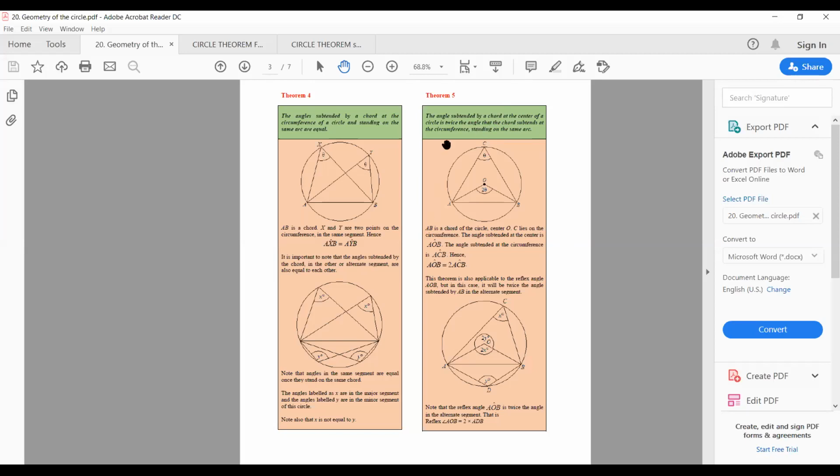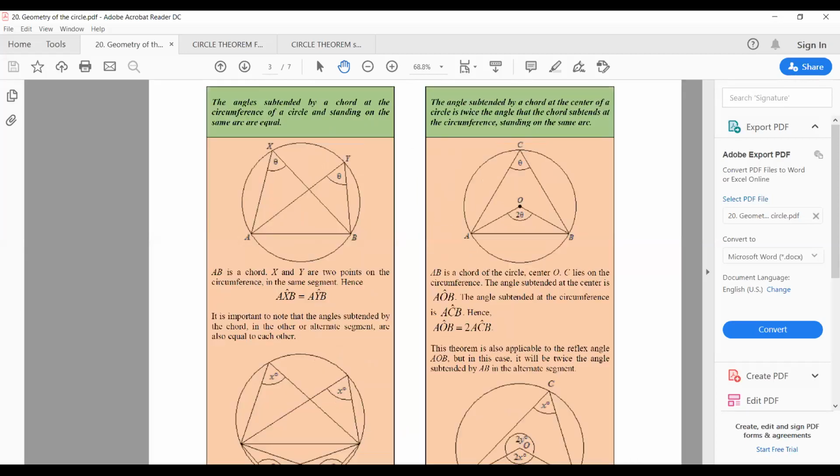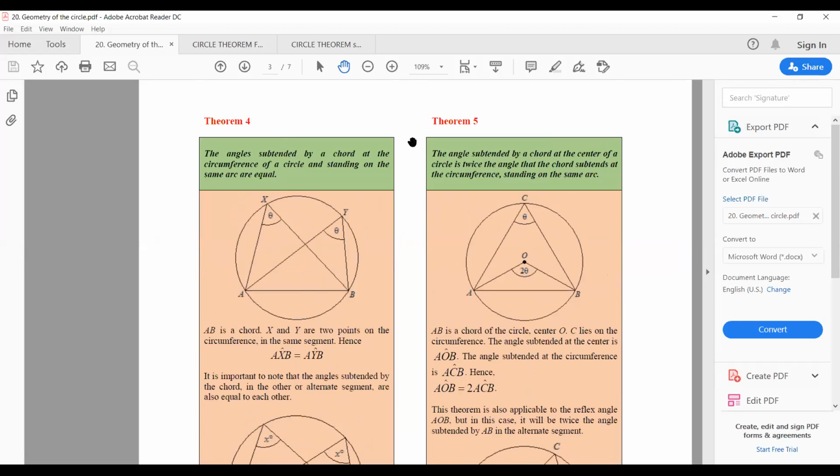Okay, so let's read the theorem. The angle subtended by a chord at the center of a circle is twice the angle that the chord subtends at the circumference, standing on the same arc. So you have A here and you have B here. This is the chord, right?